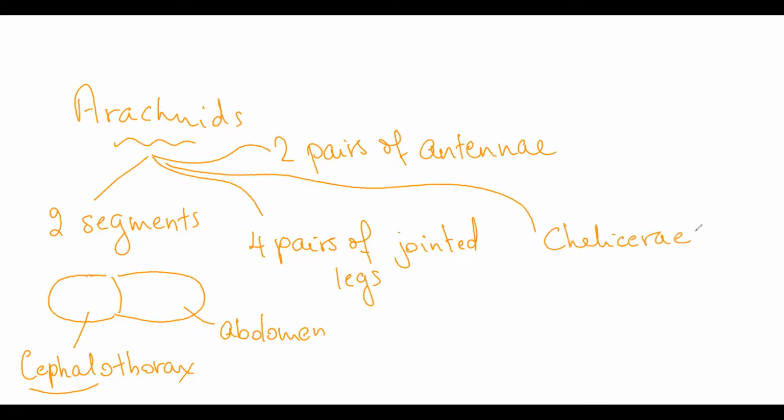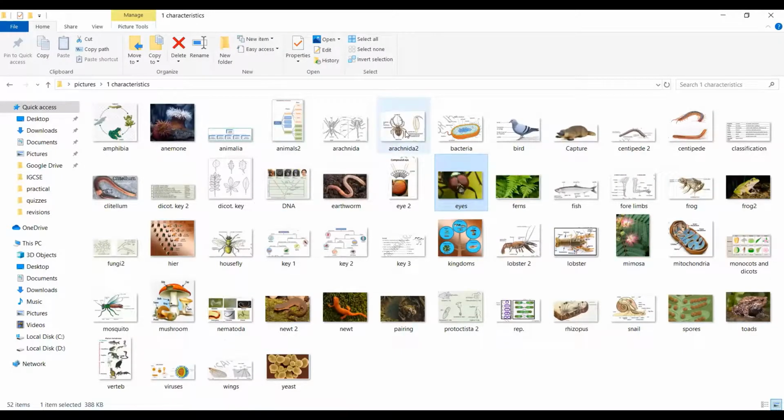These chelicerae, 1 pair of chelicerae, they use them to hold their prey, and they have 2 appendages called pedipalps for reproduction. And their eyes are simple eyes that look like dots, not like the compound eyes. Let me show you the picture. Here it is.